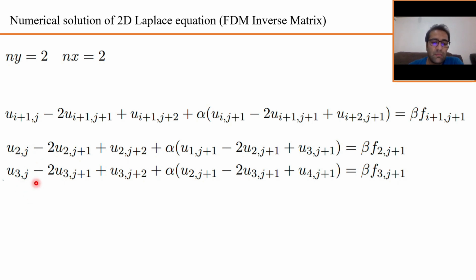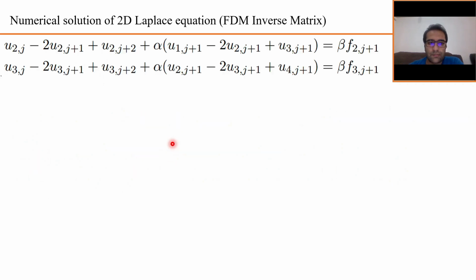What determines the limit for i and j is just the number of grid points. We know that i should change from 1 to 2, and j should also change from 1 to 2. So let me write this equation up here. I just substitute 1 and 2 instead of i. At this time, I should substitute 1 for j in both equations and 2 for j in both equations, right?